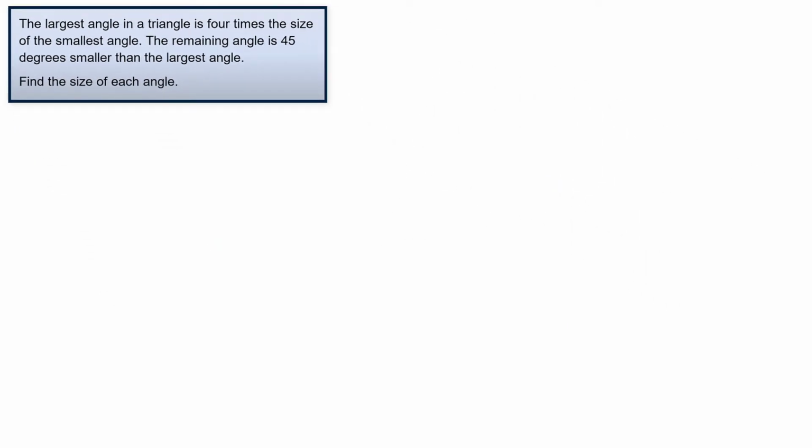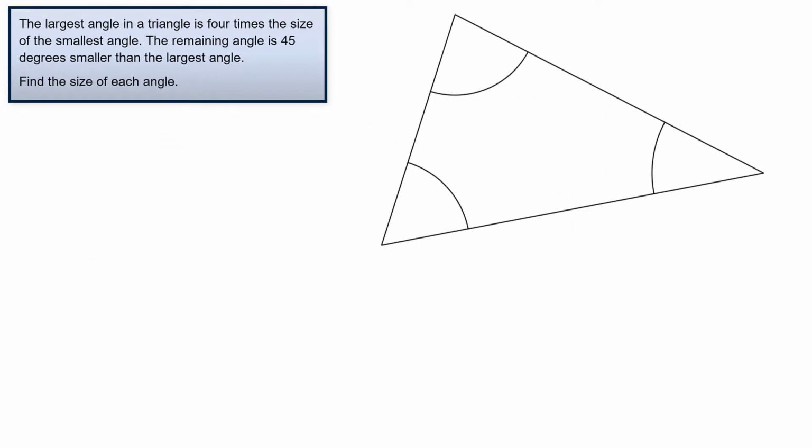First, draw a triangle and label one of the angles x. Then, label another angle 4x. As the question states, the largest angle is 4 times as big as the smallest. Now label the remaining angle 4x minus 45, as this is 45 degrees smaller than the largest angle.